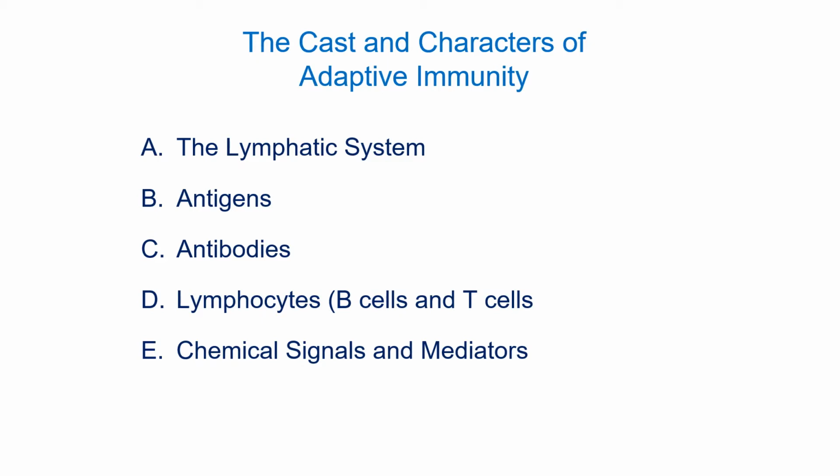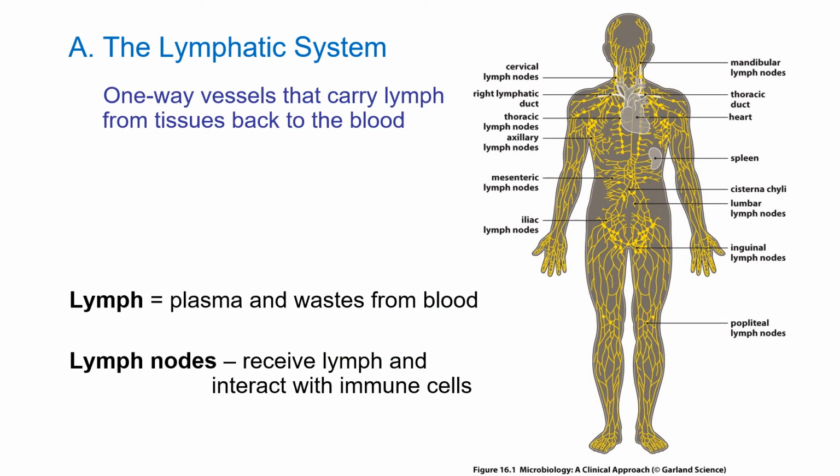Second thing I want to talk about is all the parts of the adaptive immune system. You can see I also have 5 parts, A, B, C, D, and E. Just want to introduce each of these characters. First is your lymphatic system. This is really the battleground. This is basically a secondary circulatory system that you have in your body.